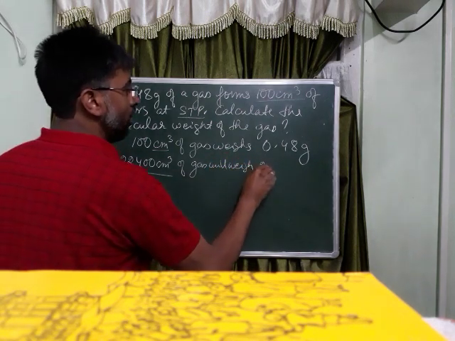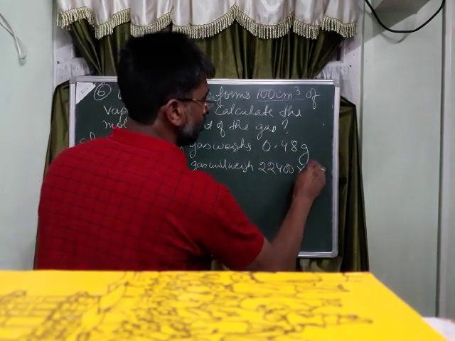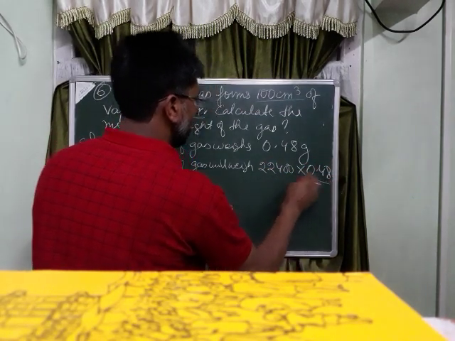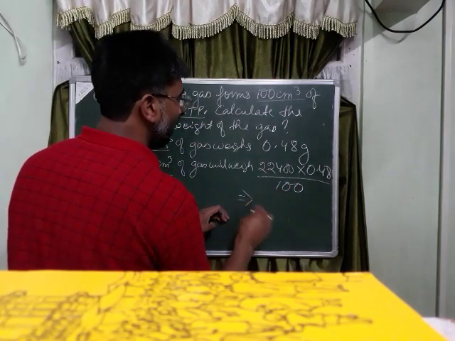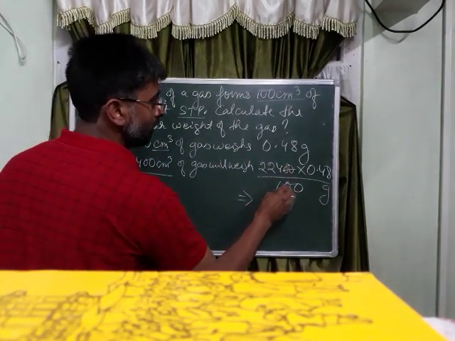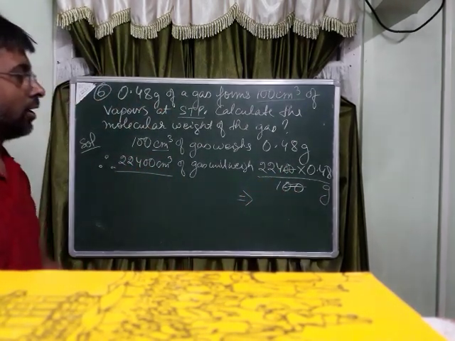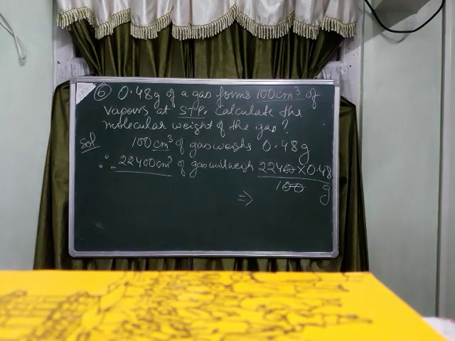this 22,400 multiplied by 0.48 divided by 100. So this can be simplified and we can get the answer in grams. So let us simplify it. 100 will cancel this, 2 zeros, 224 multiplied by 0.48, multiply it and you get the answer. The answer comes to 107.52.